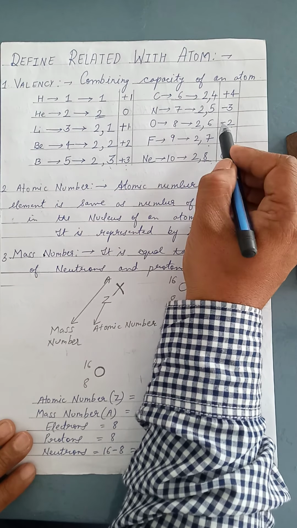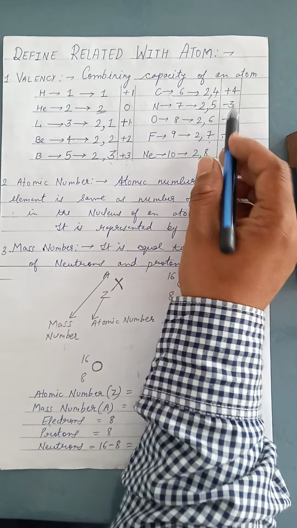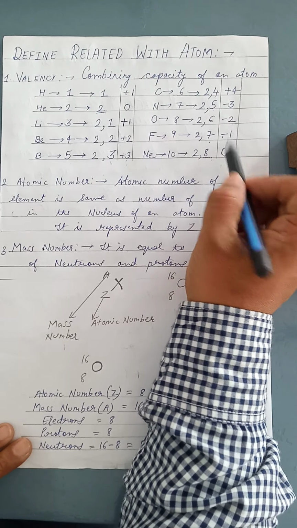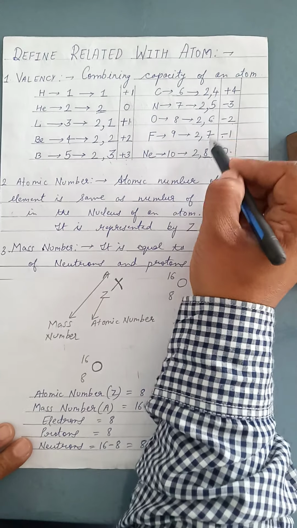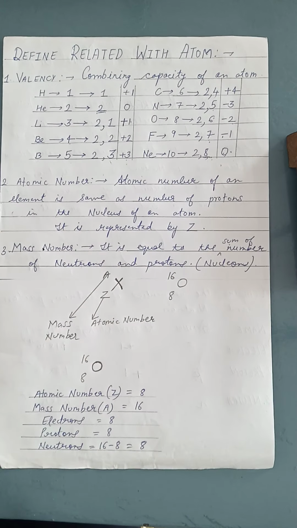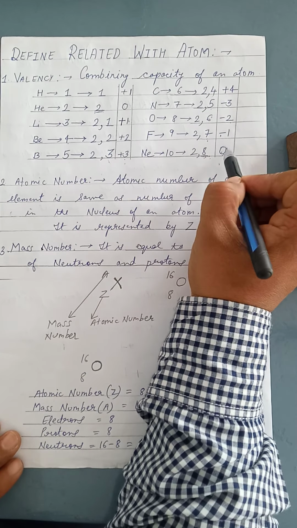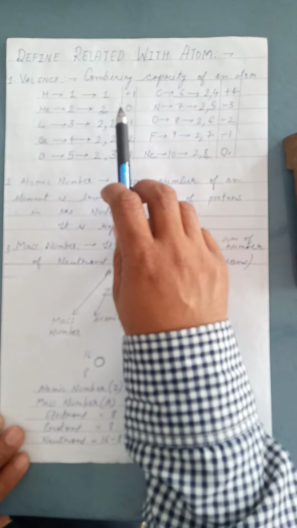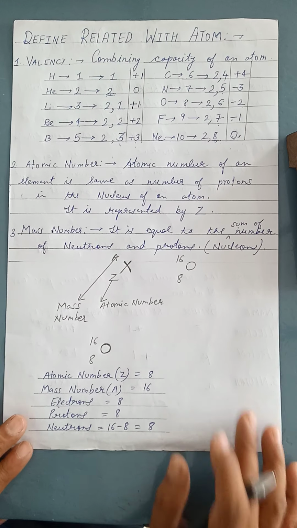Now why are we writing the minus sign here? The minus sign indicates that they have a tendency to gain electrons. They don't have a tendency to lose electrons. For 5, 6, 7, 8 outermost electrons, they have a tendency to gain electrons. So we are writing minus 3, minus 2, minus 1 and 0. So this was the valency. It is the combining capacity of an element. It is called the valency.